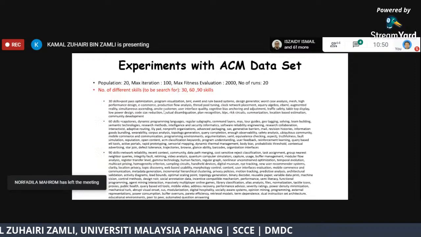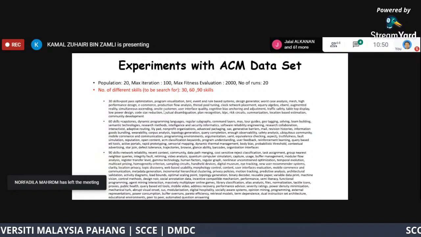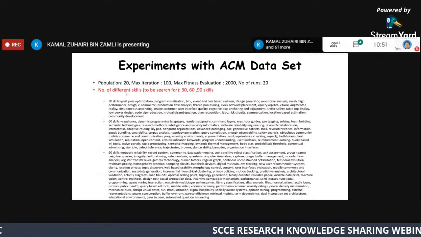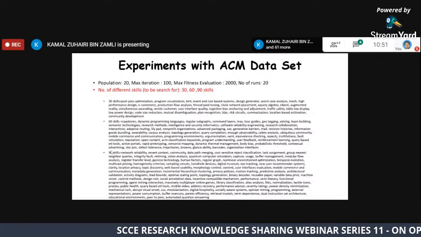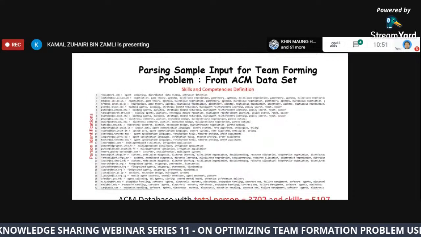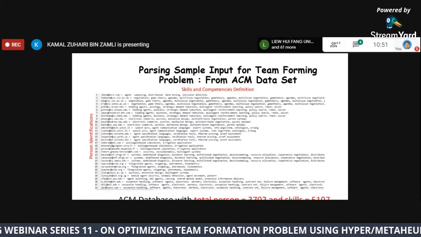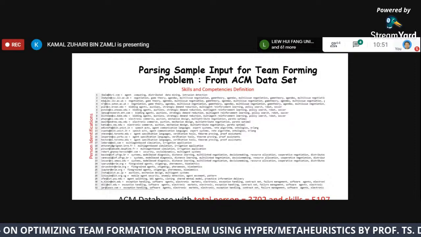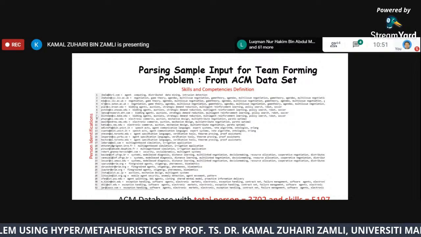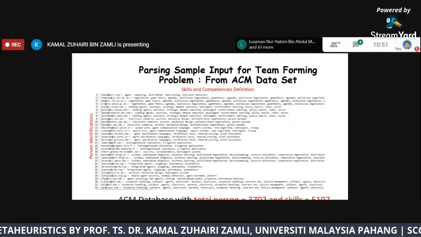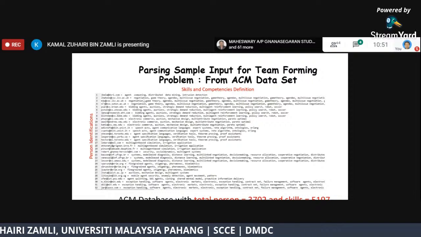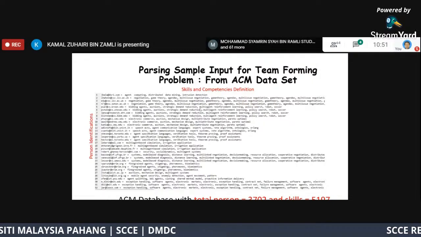Now we did experiments with data sets, for example, 30 skills, 60 skills, 90 skills, and 120. This is an example from the ACM data set. We have J. Balasri, and this is his expertise. This person is identified using email. How did we do this? We get the email from the papers and we get the keywords from the papers, and we have this.